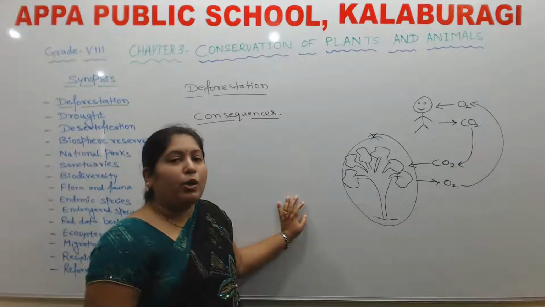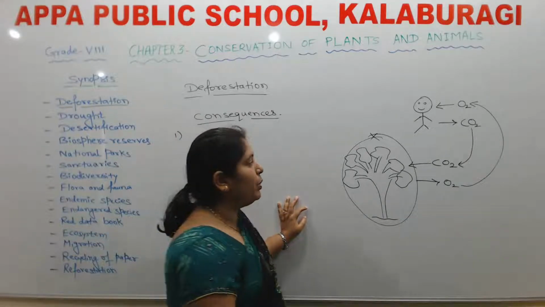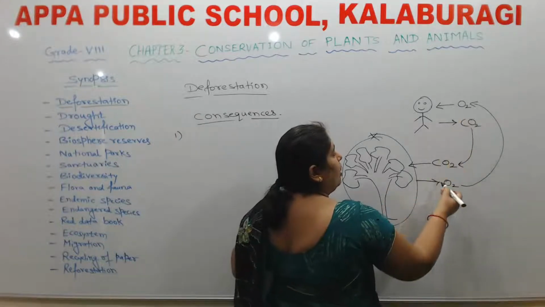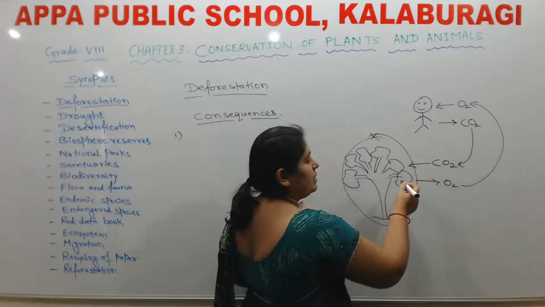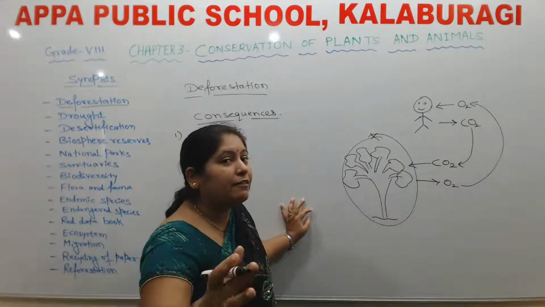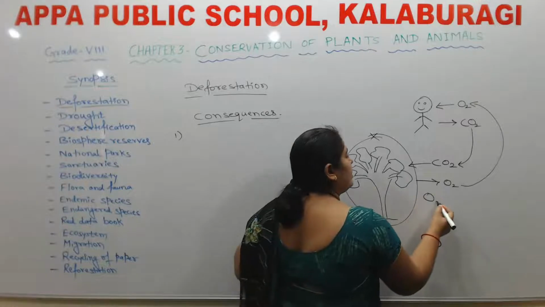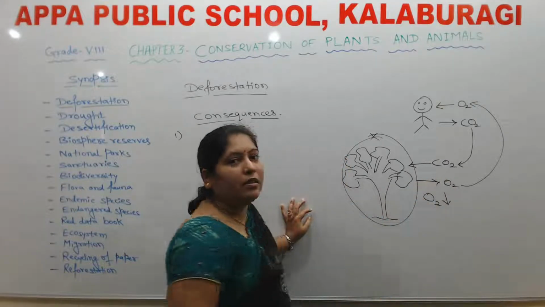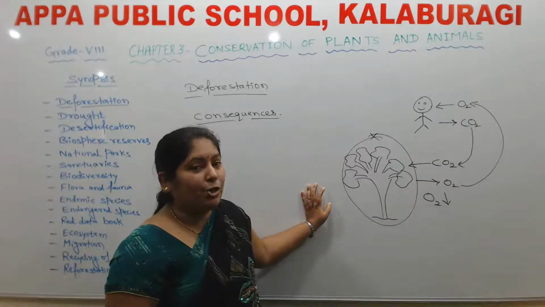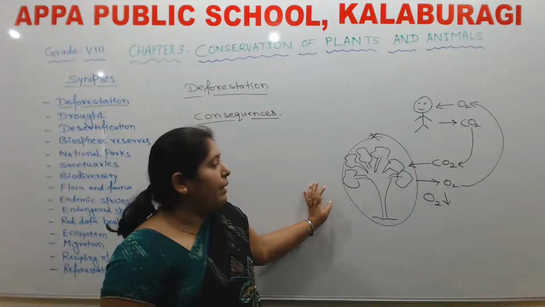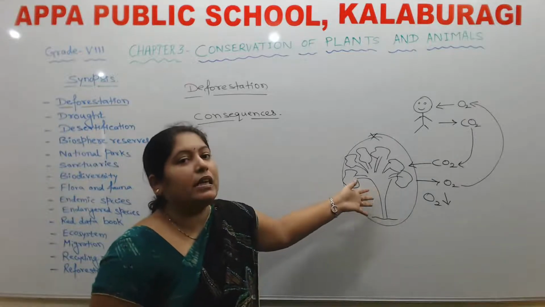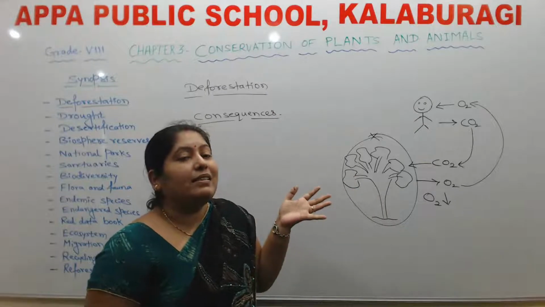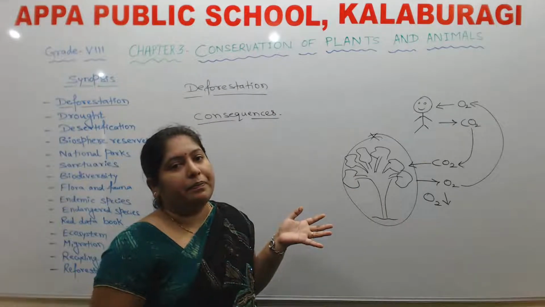Right? Trees are not present now. So you can imagine, students, that here the oxygen releaser, that is the trees, are not present. Because of that, oxygen concentration in the atmosphere will definitely decrease, because to release the oxygen, plants and trees are now not present in sufficient number. Right?